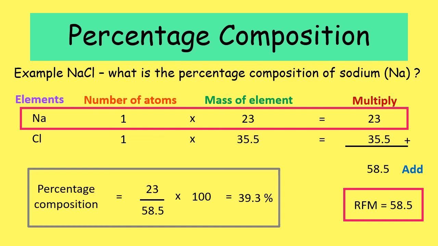Our percentage composition is our total mass of sodium, which is that 23 under the word multiply. We divide that by the relative formula mass, or gram formula mass, which is 58.5, and we then multiply that by 100, which gives us 39.3%. When it comes to percentage composition, it's best to give your answer to one decimal place. So don't round it up to the nearest whole number, have one decimal place.